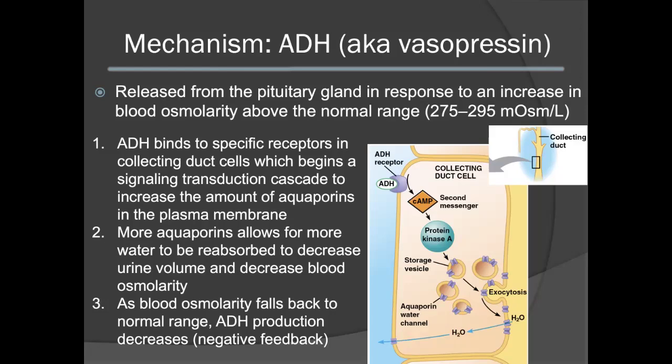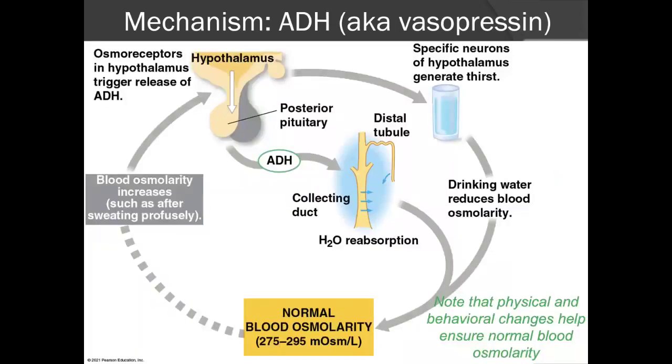This will decrease urine volume and decrease the blood osmolarity. As the blood osmolarity falls back within the normal range, ADH production decreases through a negative feedback loop. This diagram represents the overall mechanisms involved in the action of vasopressin or ADH. When blood osmolarity increases, this will trigger osmoreceptors in the hypothalamus.